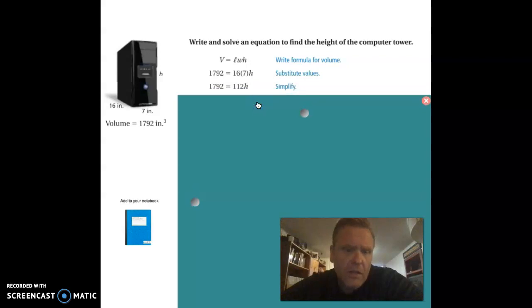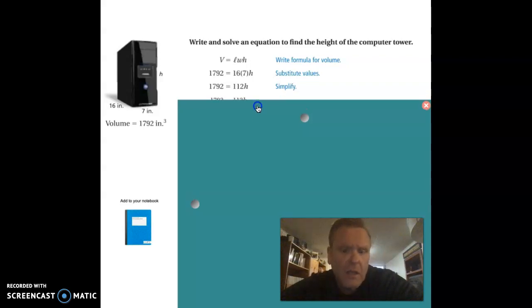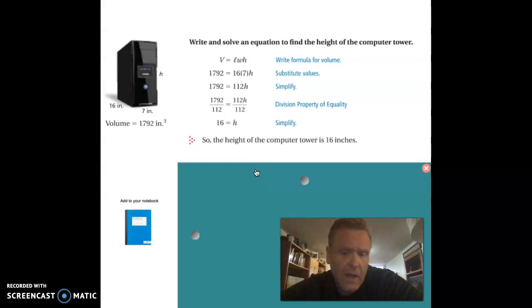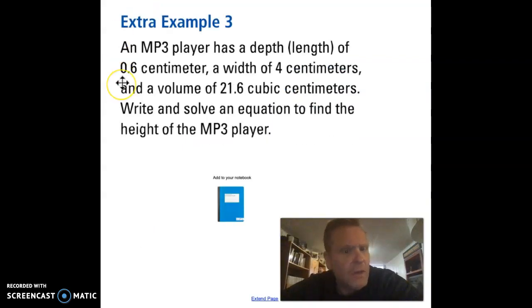So we multiply the 16 times 7, we get 112. We're going to divide each side by 112, and then that will tell us what the height is. All right, so when we do that work, we're left with 16. So 16 is the height. All right, and that really helps us out to define that missing dimension. Please make sure you copy that into your notebook, because that's a type of problem, again, that you'll see in homework, test, quiz coming up.